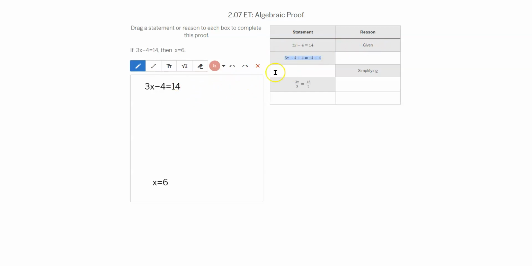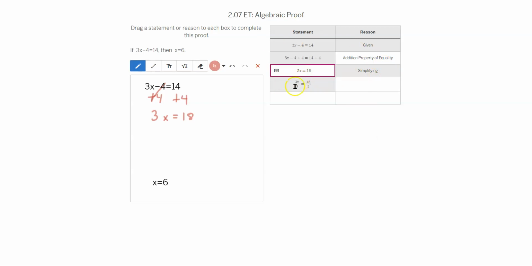Our next statement adds 4 to both sides. In order to add 4 to both sides, we would use addition property of equality. The next thing that we need to do after adding 4 to each side gives us 3x is equal to 18. That's our statement right here. So we're going to go ahead and put 3x is equal to 18. We simplified.